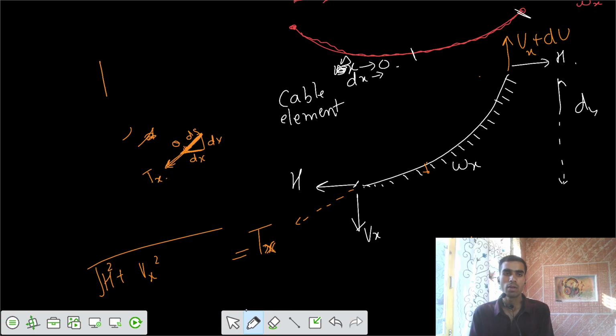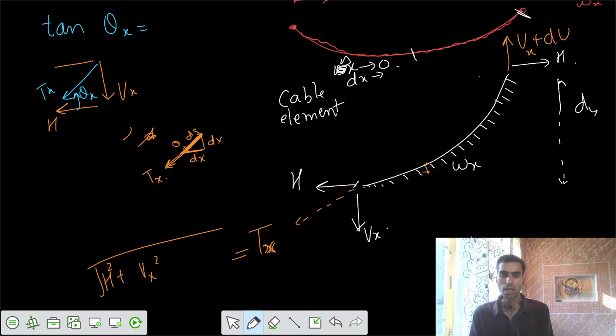If I know the value of Tx, I would say your Vx is in this way, your H is in this way, then I can get the value of that Tx. I would say the Tx would be in this way, and at this location we have some small theta x. If I ask what is the value of tan theta x, that we can write is also equal to dy by dx.